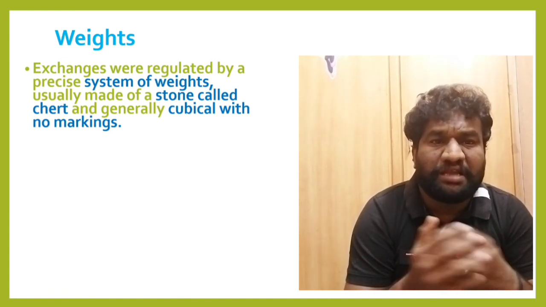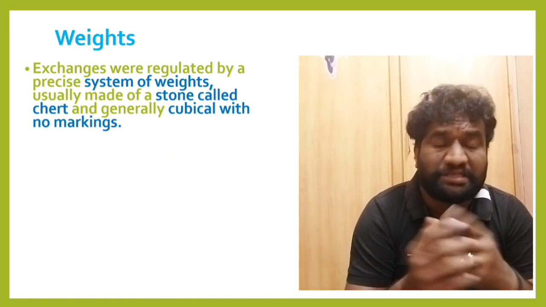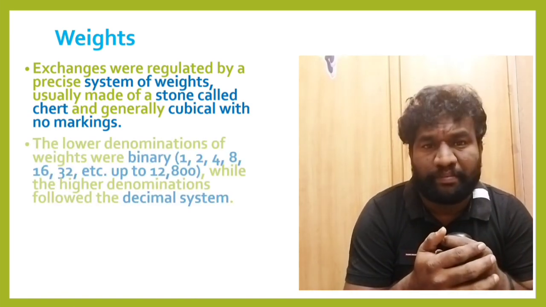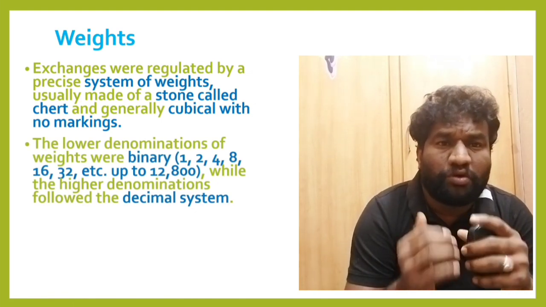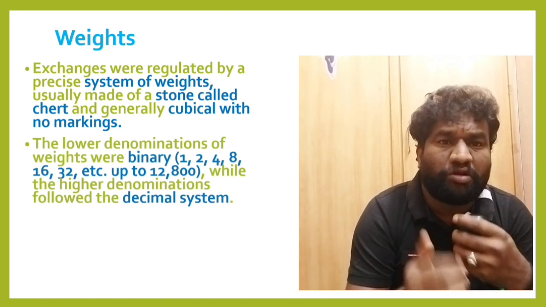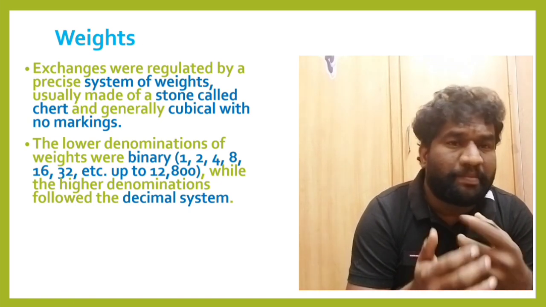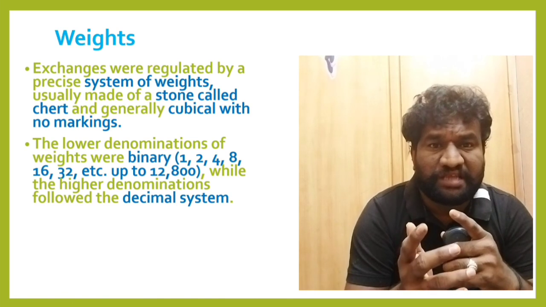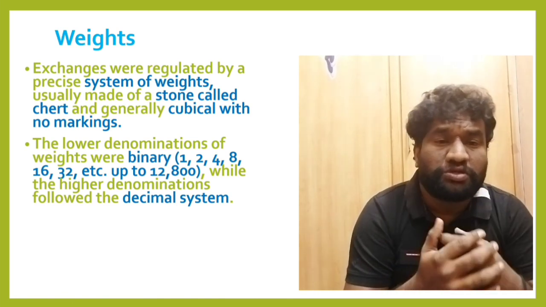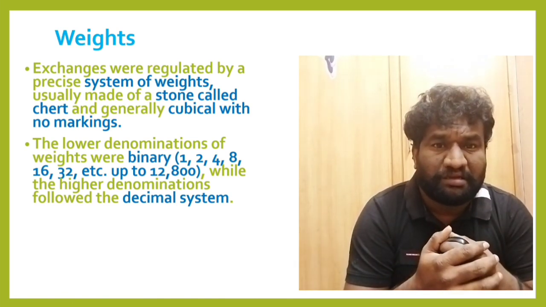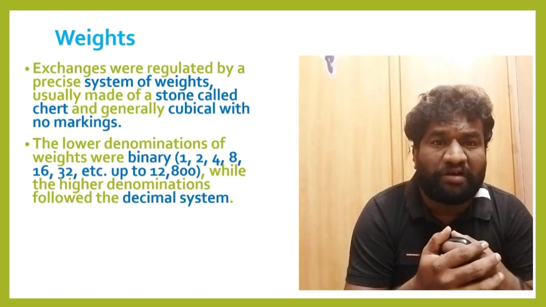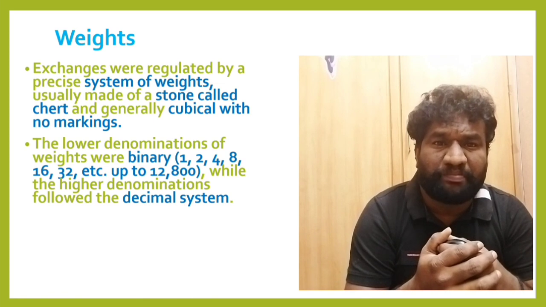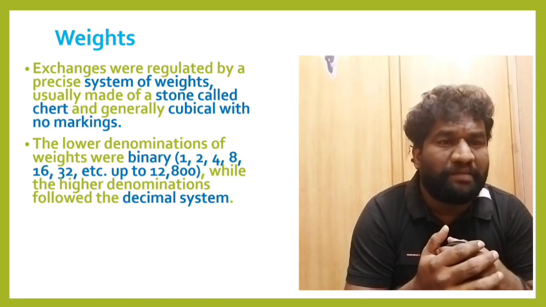And generally it's a cubical with no markings. That's very, very important. These weights are cubical with no marking, right? But the lower denominations of the weights were mostly binary: 1, 2, 4, 8, 16, 32 and so on up to 12,800. The higher denominations followed the decimal system, but the lower ones followed the binary system.